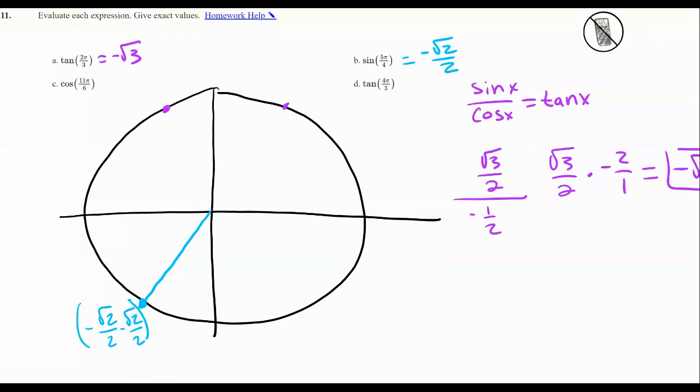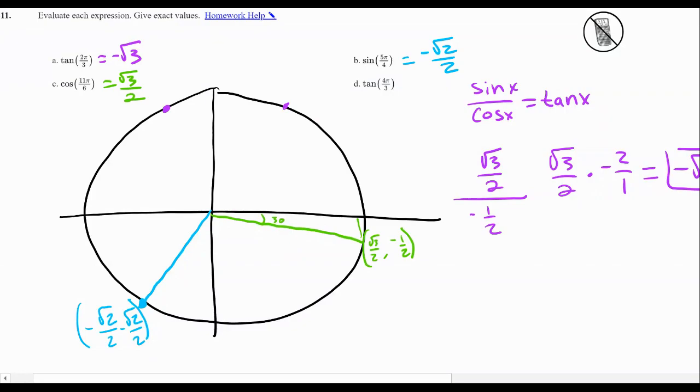Cosine of 11 pi over 6. 11 pi over 6 is this one here. This is 30 degrees, or pi over 6, right? So if that's 30 degrees, then my y value is 1/2. My x value has to be root 3 over 2. And since I know my quadrant, it's got to be a negative y value here. So my cosine is just the x value, which is root 3 over 2.